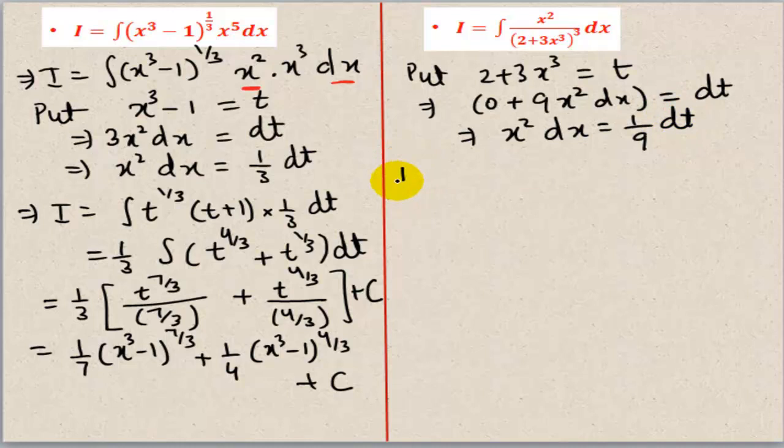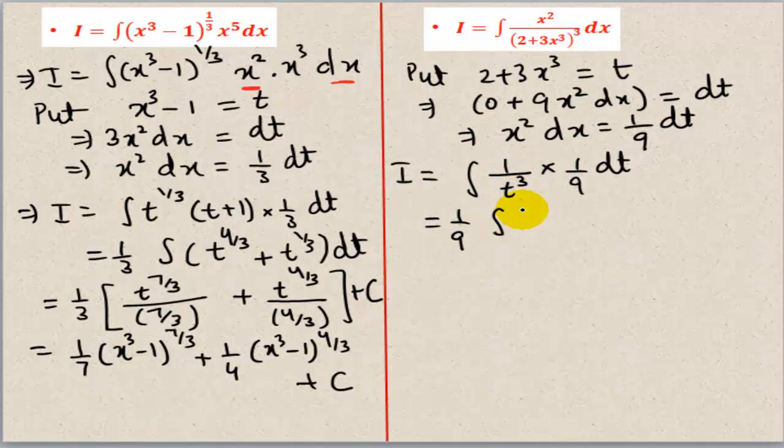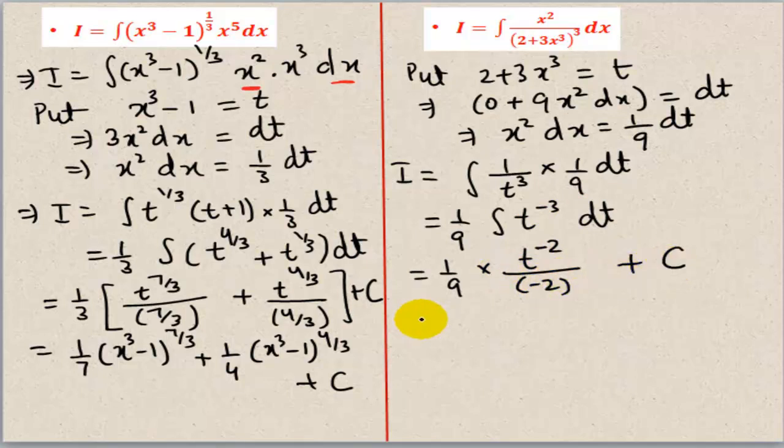Now doing the substitution, the integral is now 1 over t cube, and for x square dx we can use the substitution 1 over 9 dt. Now 1 over 9 will be getting multiplied with the integral of 1 over t cube. Now 1 over t cube can be written as t with an exponent minus 3. Now integrating this part, integral of t with exponent minus 3 will be t with the exponent minus 3 plus 1. Now minus 3 plus 1 will be minus 2 divided by minus 2 plus constant of integration.